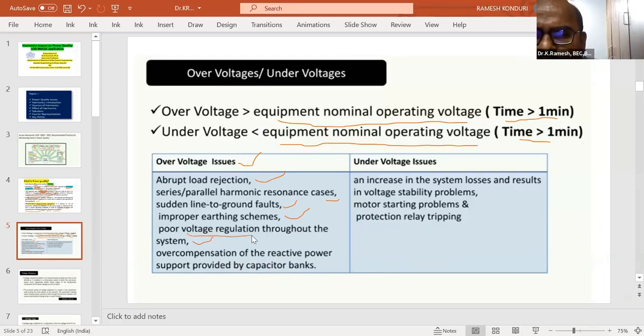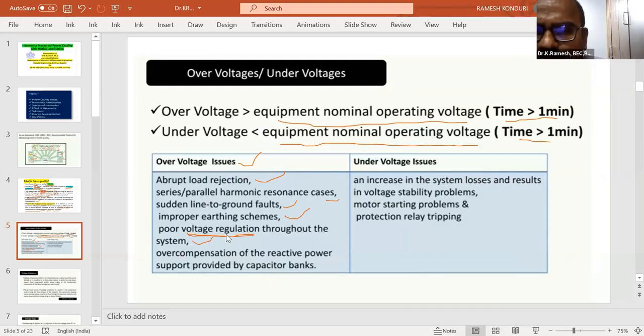Voltage regulation is nothing but the voltage drop. It gives the change in the voltage from no load to full load, expressed as a percentage of no load voltage. If the voltage regulation is less, it is a well regulated system.